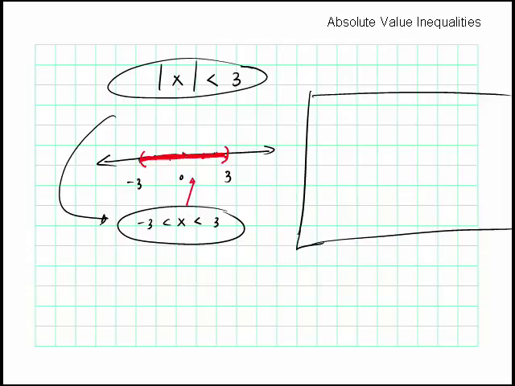I'll write it down on the side here in blue. If absolute value x is less than k, then the solutions will be x is between -k and +k. That's the pattern here. Let's do some examples of using that pattern.